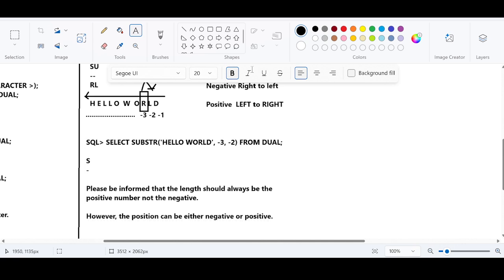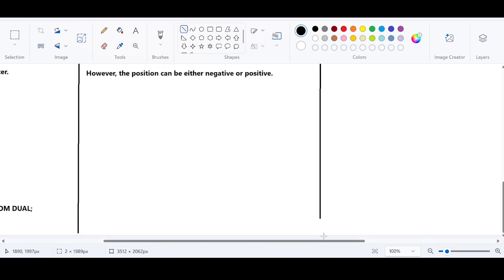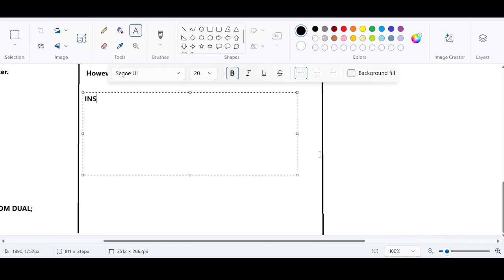Now the next function you need to pay much attention to is InStr, in string. This is how it gets represented, like InStr. Let me give you the explanation. This function returns the occurrence position of a specified character from the given string expression.